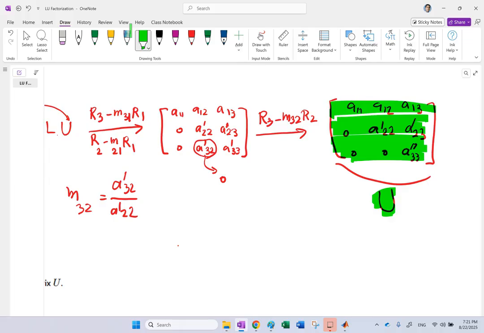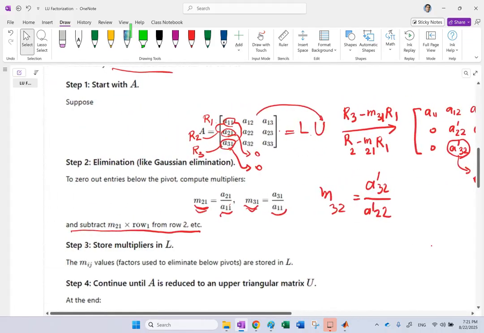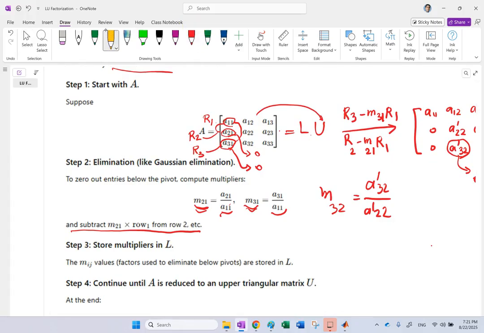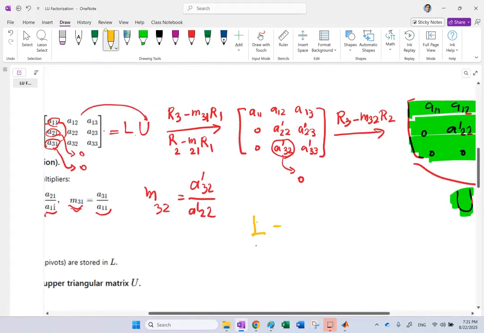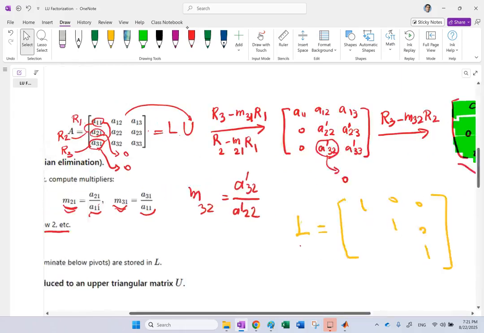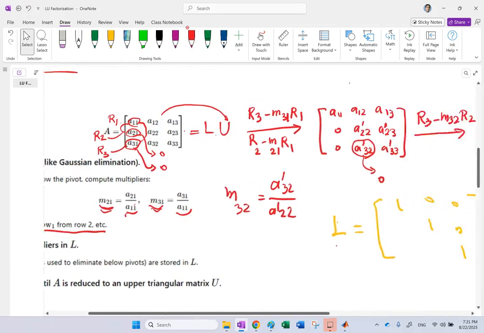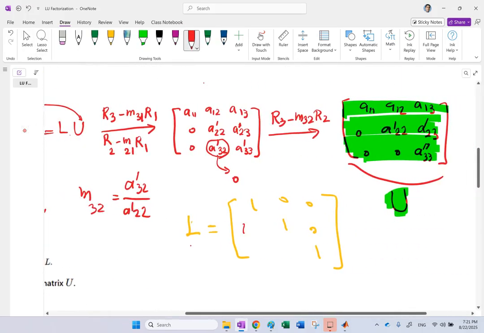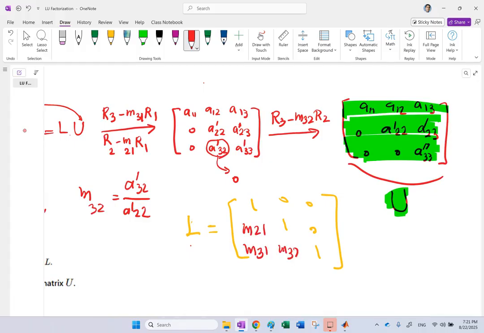Now what about L? For L, it is going to be a lower triangular matrix, and the diagonals of that in this case are going to be 1, 1, 1. So your L matrix is going to be 1, 1, 1, and then 0, 0, 0. And your numbers that you found, M21, M31, and M32, they are going to sit here. So this is going to be M21. This is going to be M31. This is going to be M32. Those ratios that you found for the pivots are going to sit into L.